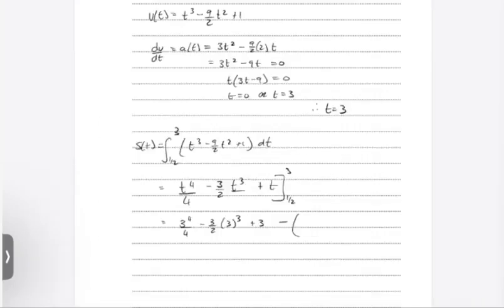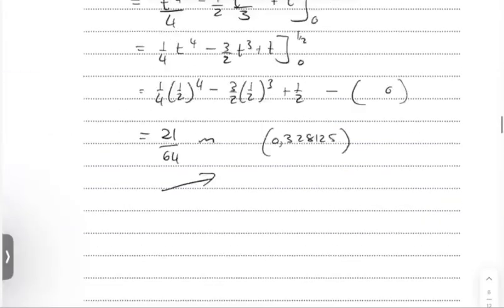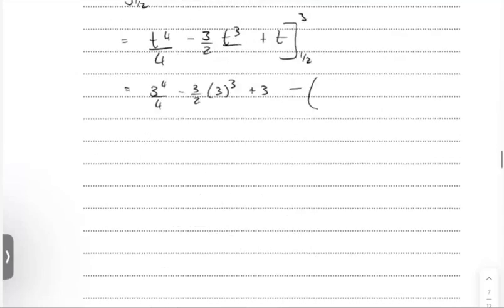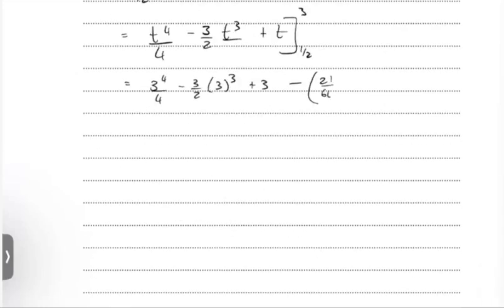When I plugged in a half, my answer was 21 over 64. Okay, so I know that that's really going to be 21 over 64. That's a nice shortcut. Minus 1.5 times 3 to the power 3 plus 3, and then minus 21 over 64, and I expect a negative answer. Okay, so my answer is negative.